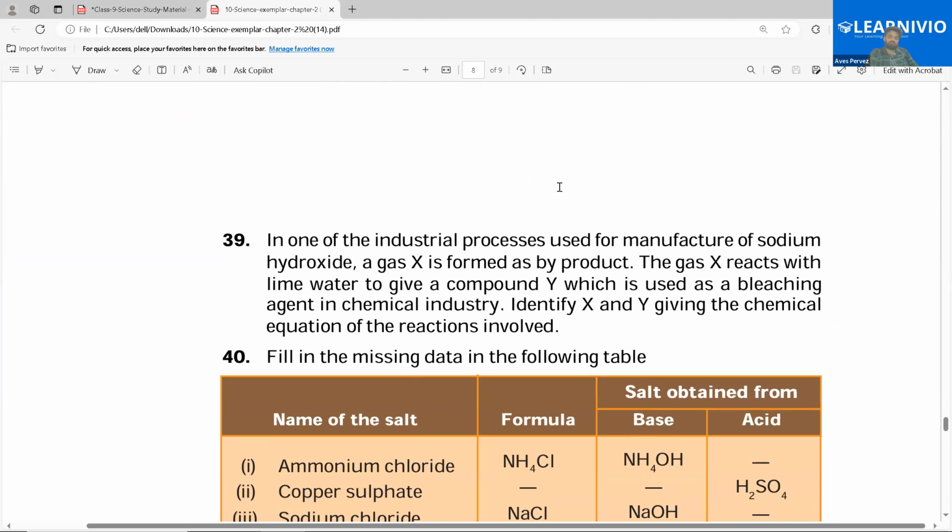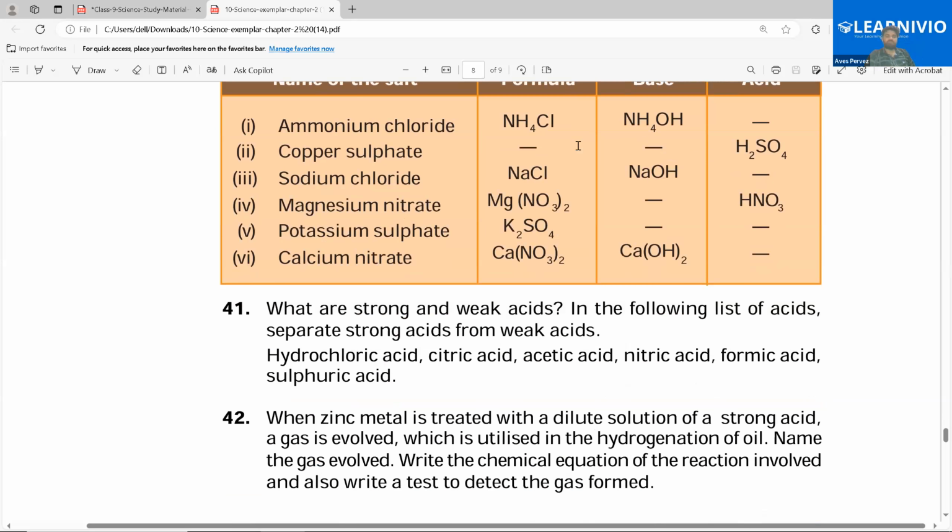X will be chlorine and then Y will be CaOCl2. Yes, it is chlorine. The compound is bleaching powder. It is very simple: it is a byproduct of the chloralkali process.